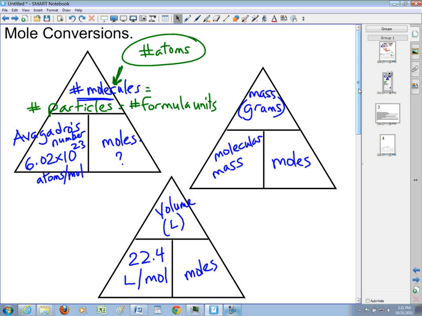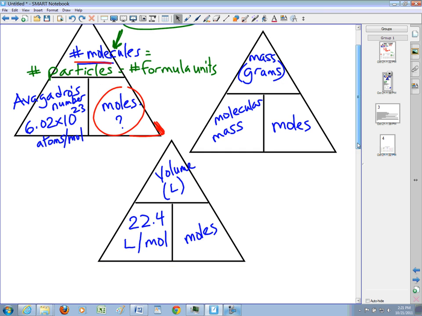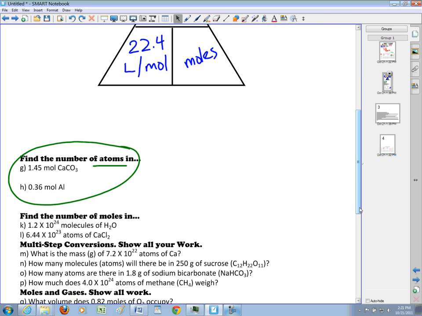But we still use this same triangle here to help us out. The one that has moles and number of molecules or particles, formulas or atoms. The numbers are very big. If you are given a question where it's talking about atoms, or they've given you, like in the next one here, the numbers of molecules or atoms, the numbers tend to be huge, scientific notation, so you'll definitely need a calculator for this.